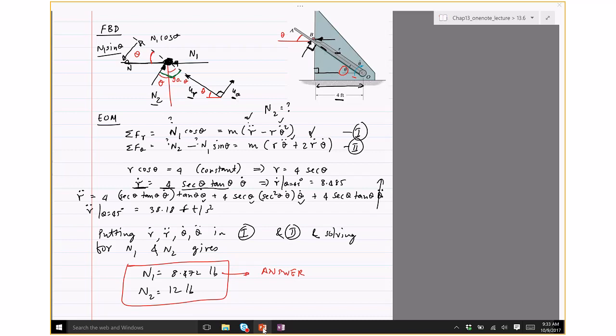This can also be solved in rectangular coordinates. It can also be solved in normal tangential coordinates. It's going to be more work. It's less work in this coordinate frame. All these problems can be solved in any frame. Your answer doesn't depend on which frame you solve it in, but in this frame, it's much easier to solve the problem.